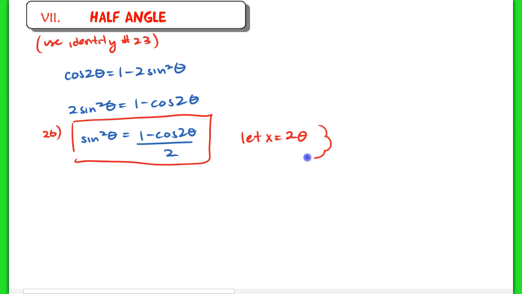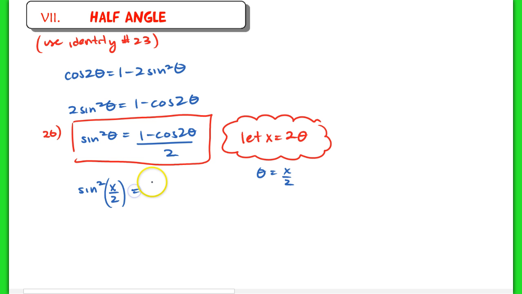So this is very important here. If we let x equal 2 theta, now you don't have to show this, but then theta is equal to x over 2, right? That derives from here. So I'm going to make some substitutions into this 26th identity, and I'm going to write this, instead of sine squared theta, as sine squared of x over 2, because I'm just substituting in theta as x over 2. So I have sine squared of x over 2 equals 1 minus, now the cosine of 2 theta, we know that 2 theta is equal to x, so that becomes, using substitution, 1 minus cosine of x over 2.